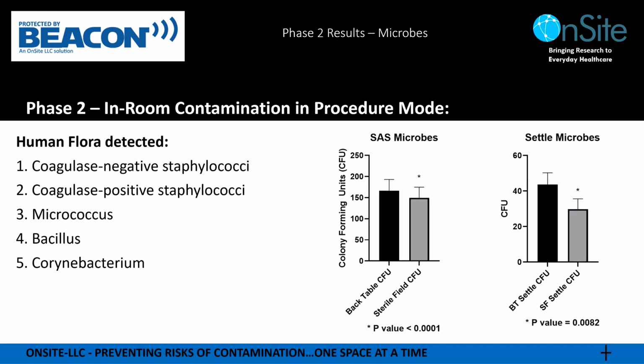And we also had settle plates, where we just put out Petri dishes and allowed the microbes in the air to settle out. And we had a similar result where there were fewer microbes settling out onto these plates in the sterile field than there were at the back table.